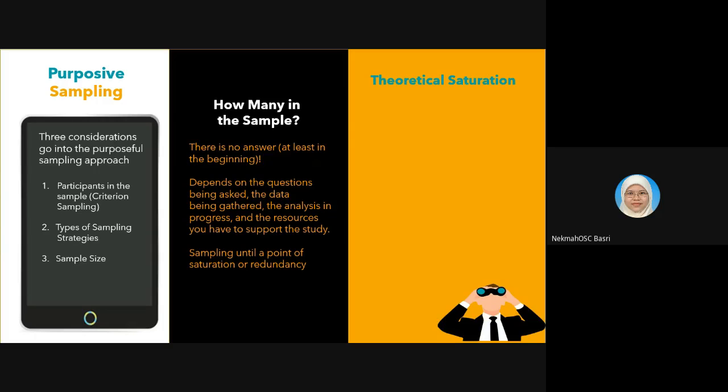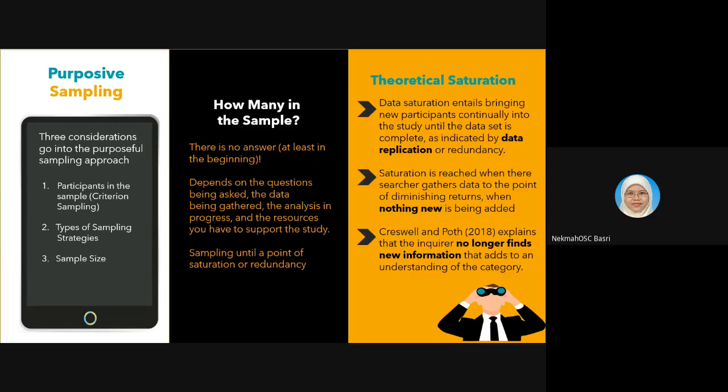Okay, what actually is theoretical saturation? Data saturation entails bringing new participants continually into the studies until the data set is complete, as indicated by data replication or redundancy. Saturation is reached when the researcher gathers data to the point of diminishing returns, when nothing new is being added. According to Creswell and Poth 2018, it is when the inquirer no longer finds new information that adds to an understanding of the category.